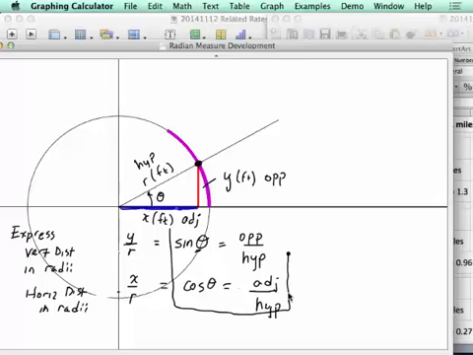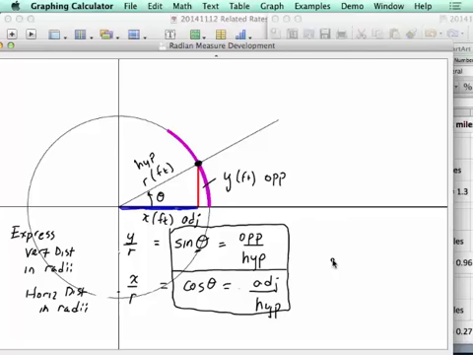That's where these come from. They come from measuring the vertical height to the point on the circle relative to the radius, and measuring the horizontal distance to the point on the circle relative to the radius. Because the radius becomes the hypotenuse of the right triangle.